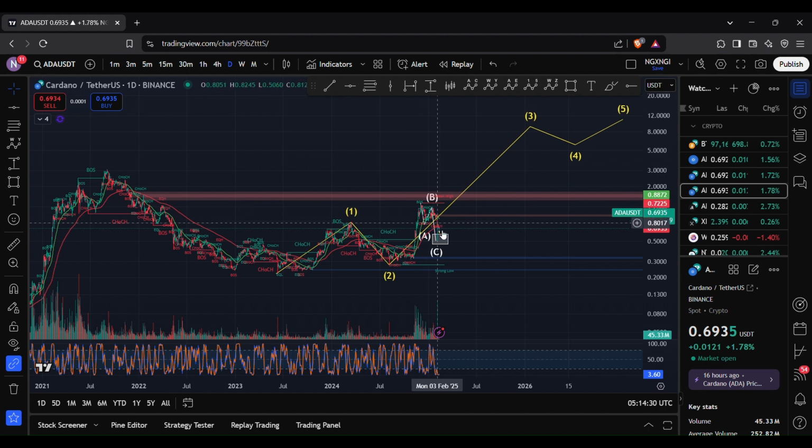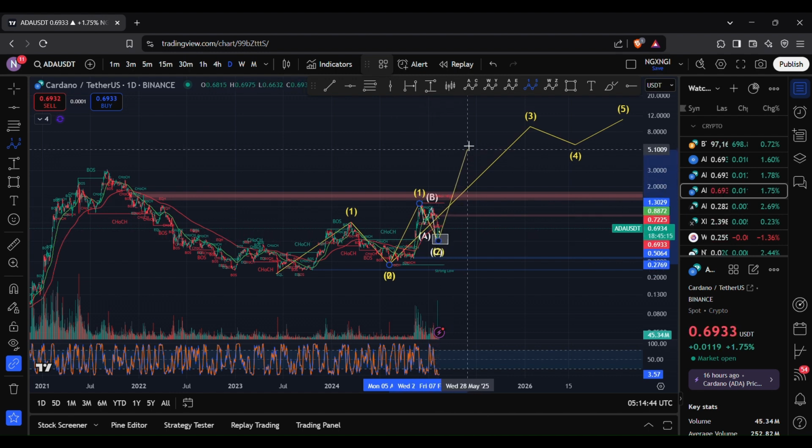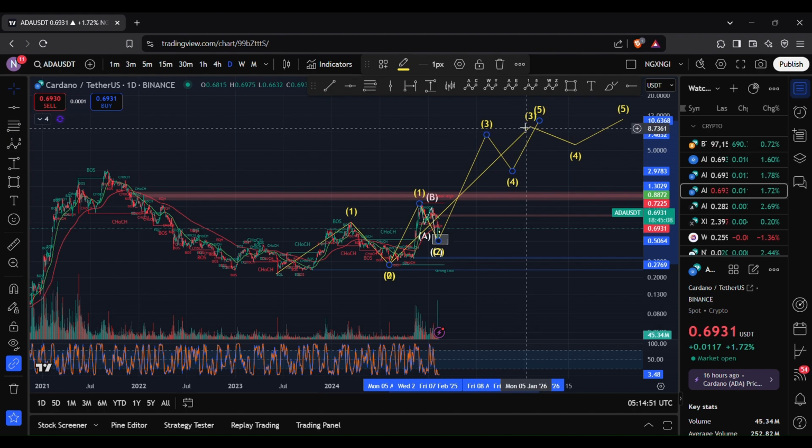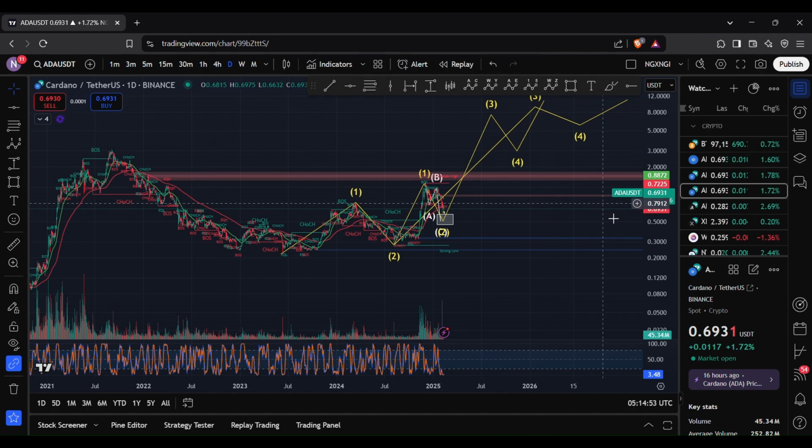What I can see potentially playing out at the moment is a 5-wave structure within this wave 3, with our wave 1 confirmed, I believe, and then we have our wave 2 confirmed, and then we are currently in a wave 3 before seeing another retracement to complete our wave 4, and then a final 5th wave to complete our wave 3.